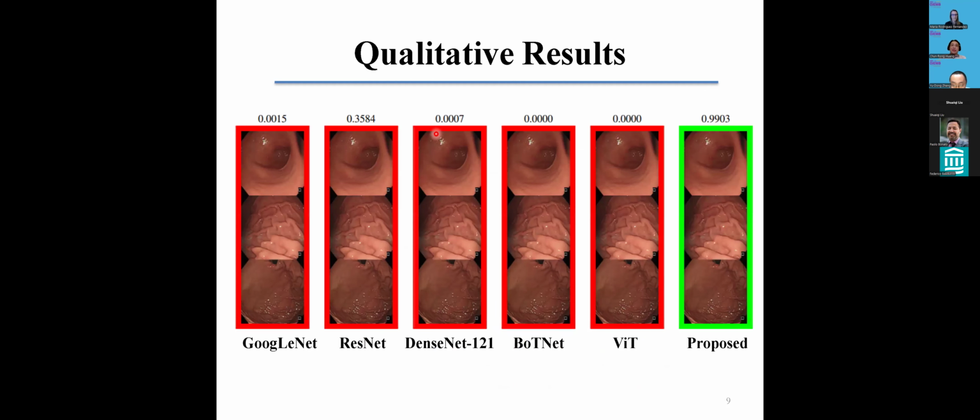Now here are the qualitative results. As you can see, the variations of the entrance, body, and cardia compared with the images shown above. So here is the confidence value shown above in the image. As you can see, our method achieved the highest confidence value and also achieved the correct classification for the entrance, body, and cardia for the CGI diagnosis.